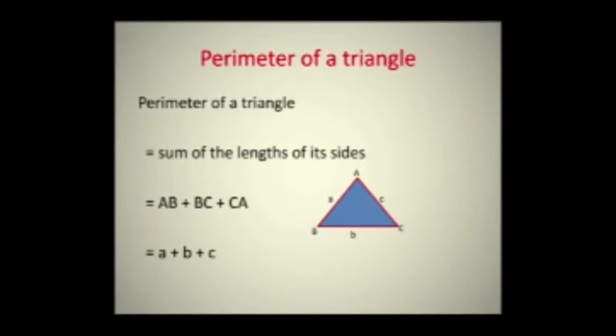Perimeter of a triangle. Perimeter of a triangle is equal to the sum of the lengths of its sides. If its sides are AB, BC and CA, we add them: AB plus BC plus CA. And if AB is equal to a, BC is equal to b, CA is equal to c, substituting the values of AB, BC and CA, we get a plus b plus c. That is equal to the perimeter of a triangle.